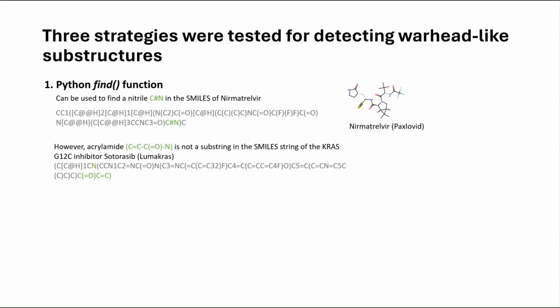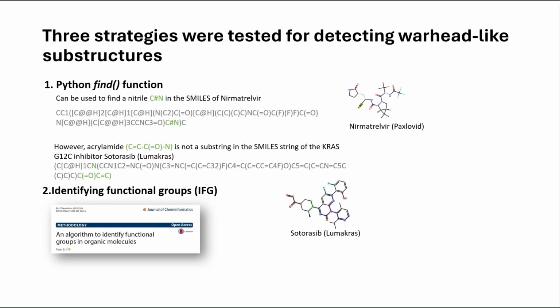However, when it comes to finding the acrylamide group in the cancer drug sotorasib, or Lumakras, a simple Python find function does not help us with identifying the acrylamide group in the Lumakras SMILES. This is simply due to the arrangement of the SMILES notation of this compound. When sotorasib is represented in the SMILES notation, the acrylamide group is not a continuous string. Rather, it is kind of split in the SMILES notation. From this, I realized that I need to incorporate some kind of functional group-based algorithm.